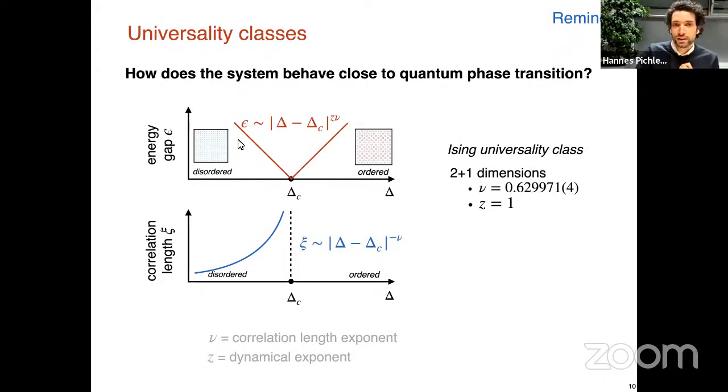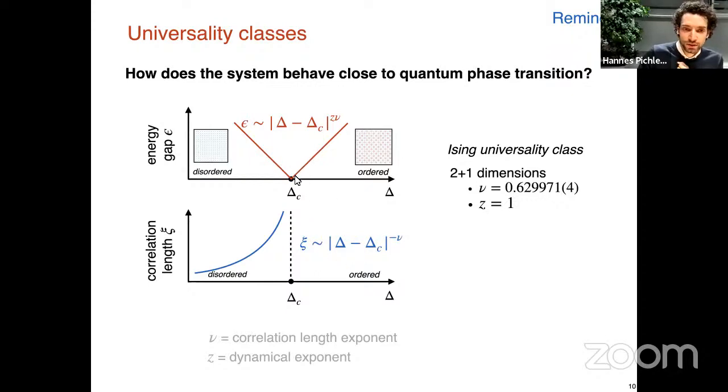Well, generically, if you have a second order quantum phase transition, what happens is, if you have a system in the disordered phase and a control parameter that you can tune to go from the disordered to an ordered phase, for example, the energy gap closes at the critical point, and it closes in a particular way as a power law with a certain exponent. At the same time, when you approach this critical point, your correlation length diverges algebraically, again with an exponent nu, which is the correlation length critical exponent.